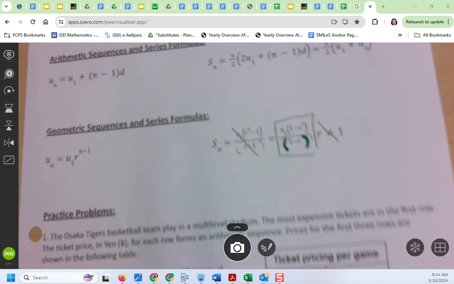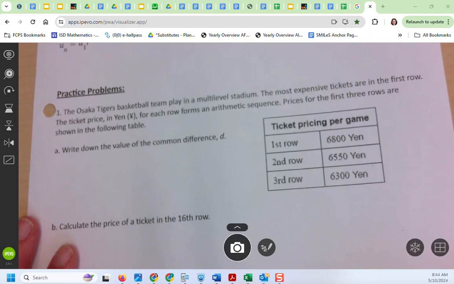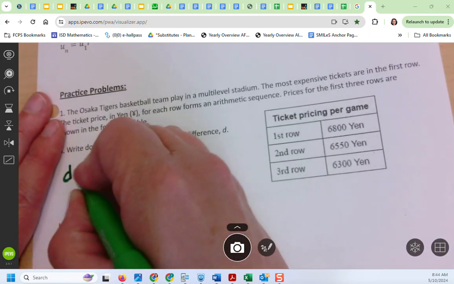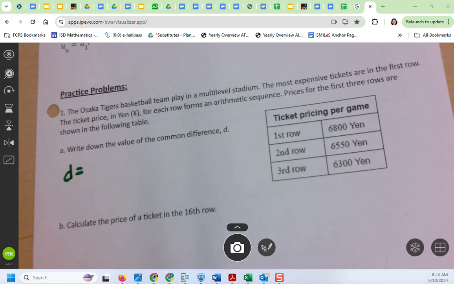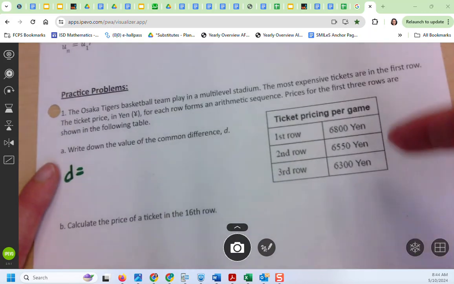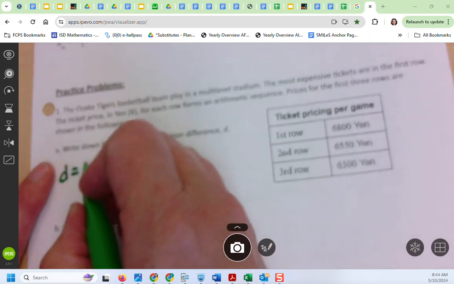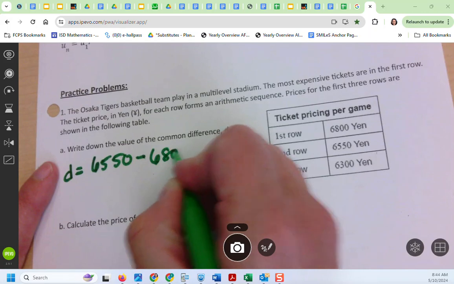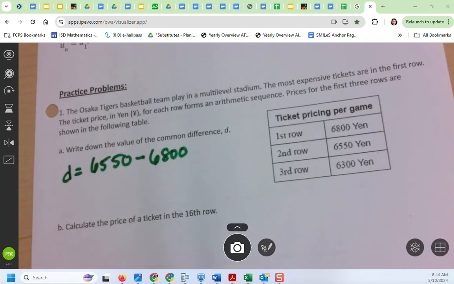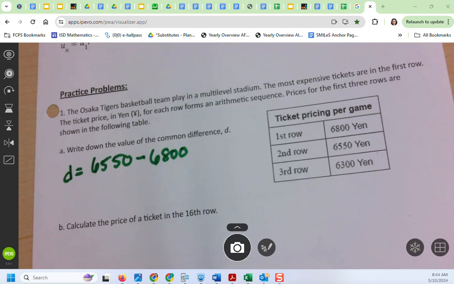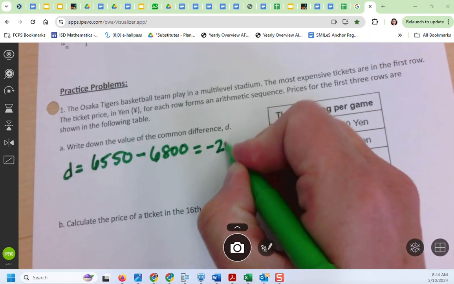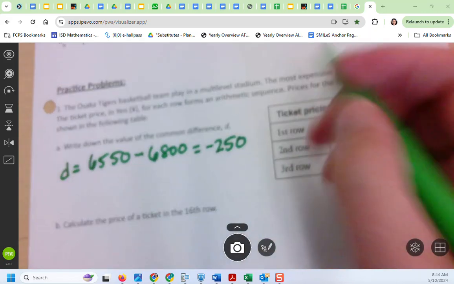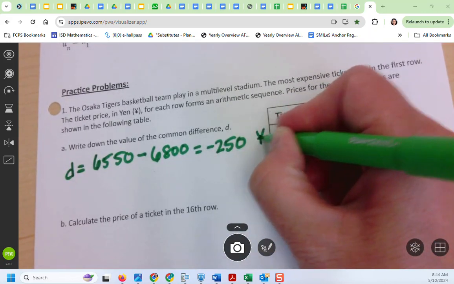All right, so we just started by reviewing the formulas and reading the first question, and now we're finding D. Some of you can see it in your head. For me, it's not that easy, so I'm going to do the second term minus the first term to find D. 6,550 minus 6,800. I got negative 250. Anybody else get that? Yeah. Okay. Negative 250. And if you wanted to put a unit on it, you could put yen, which is kind of fun to draw there. Yen.